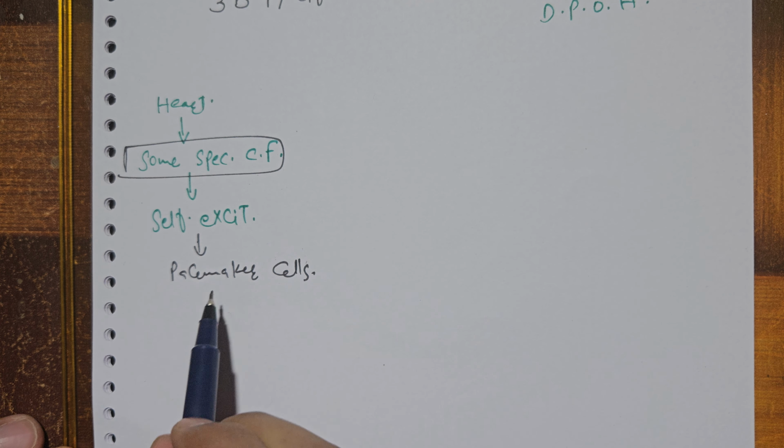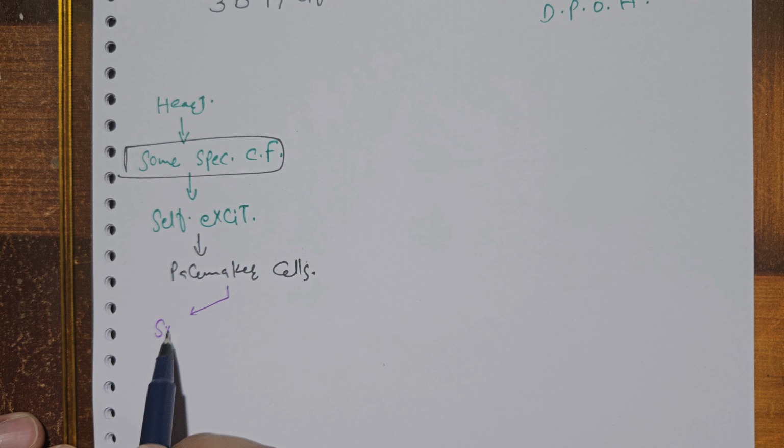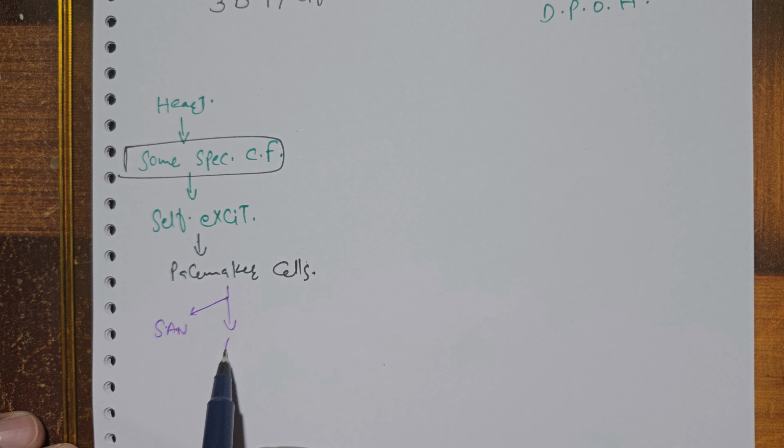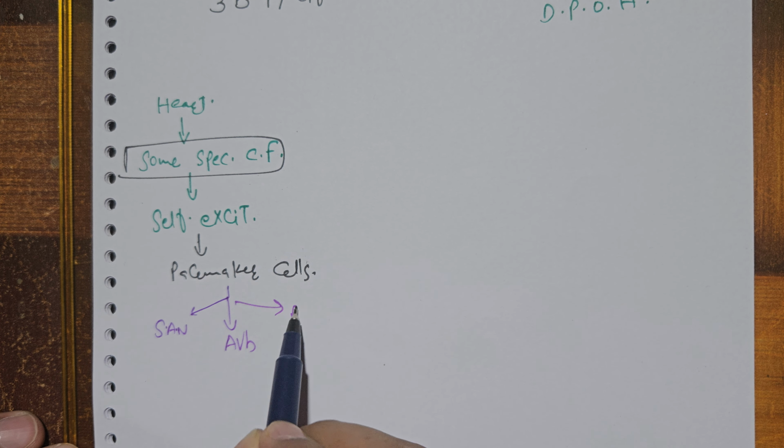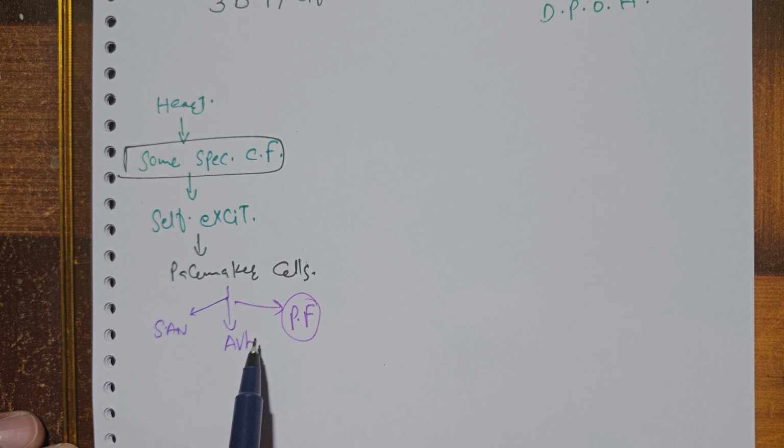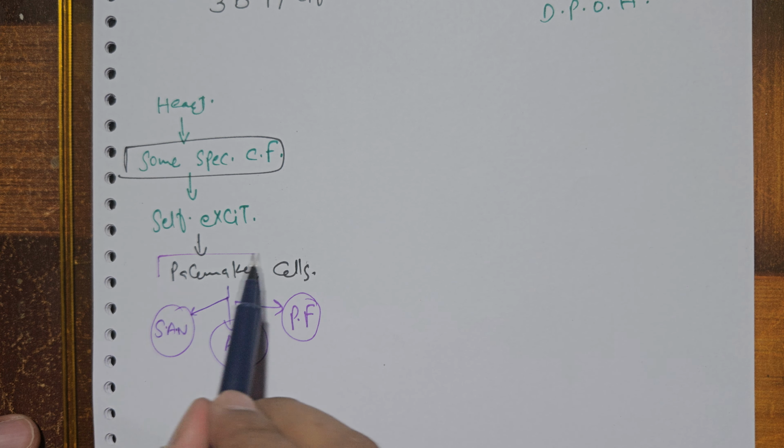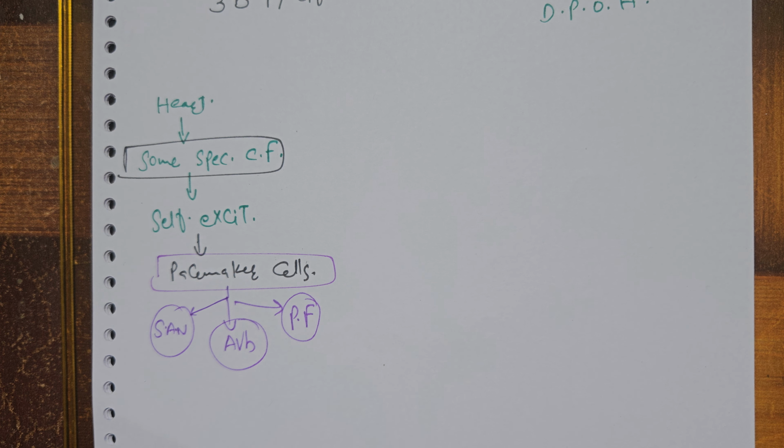These pacemaker cells are seen in the SA node. They are seen in the AV bundle. They are seen in the Purkinje fibers. So these parts of the heart can undergo self-excitations because in these parts there is presence of pacemaker cells.